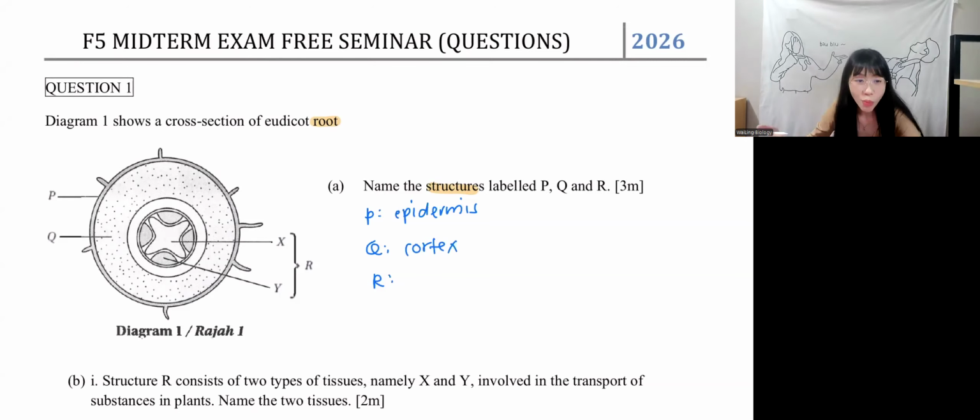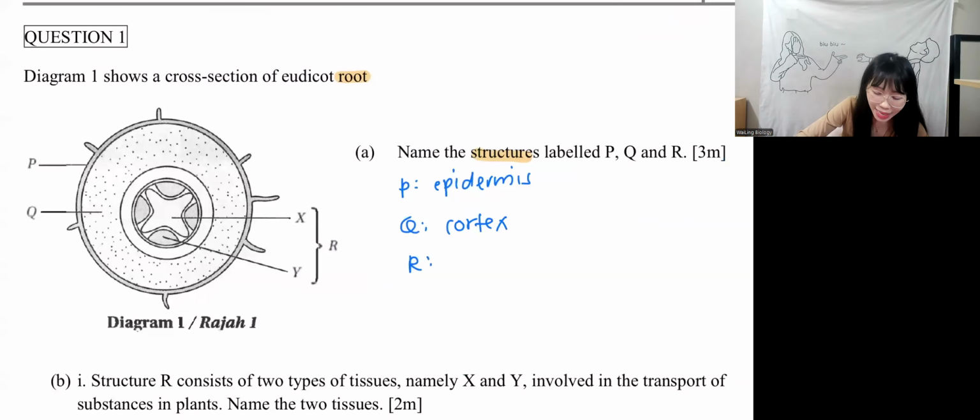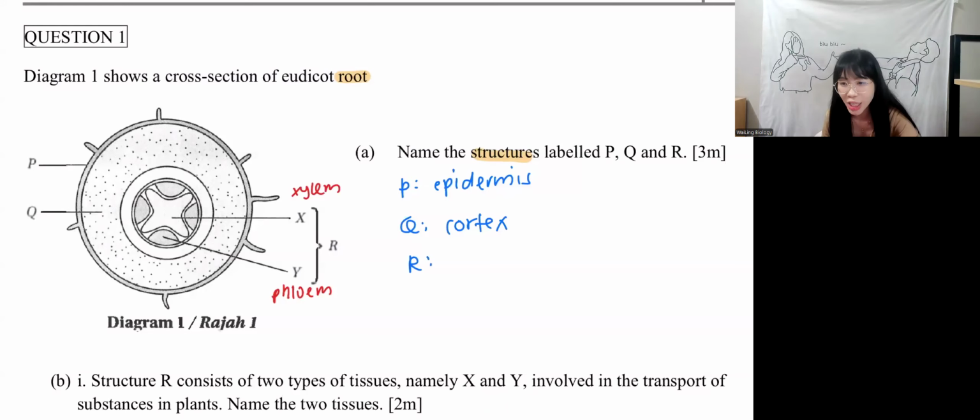It is for them to store more organic substances, to store food. Cortex and pith are both storage of food. Okay, and then we have X and Y. We will label what X and Y are first, and then we label what R is. Yeah? X is a star shape. This star shape is called xylem, correct? And then Y will be phloem. So xylem and phloem together are called vascular. But vascular what?